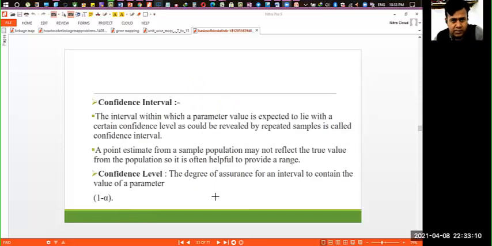And then the confidence interval lies between two parameters. For example, 10 to 30, right? So that can be an interval: 10 to 30, 30 to 40, 40 to 50, for example. A person can have a different age, right? So you can make an interval or range. Confidence level: the degree of assurance for an interval to contain the value of the parameter.